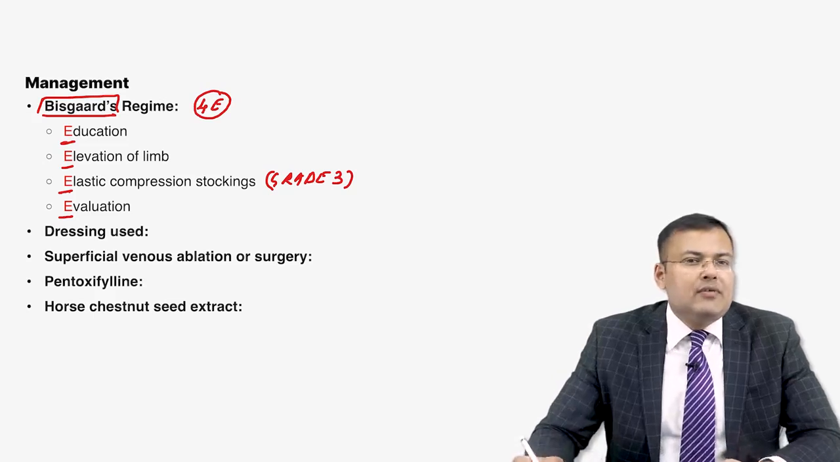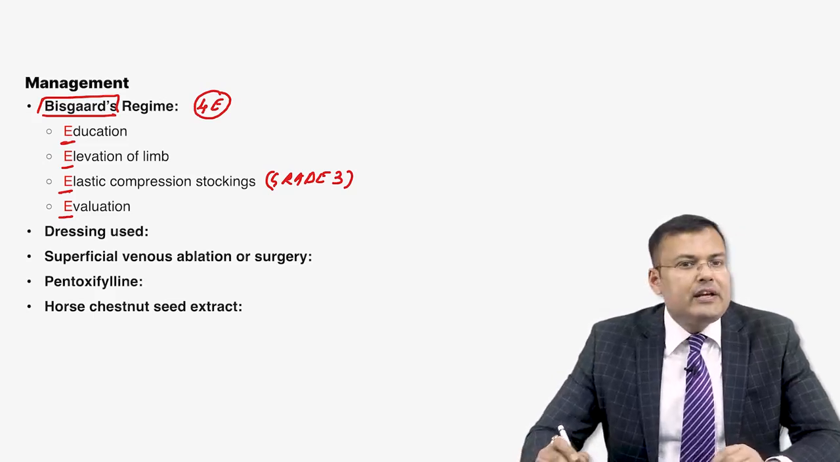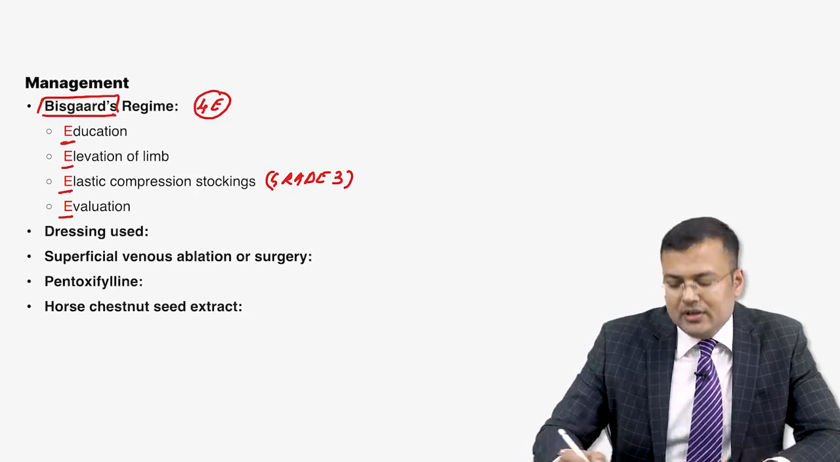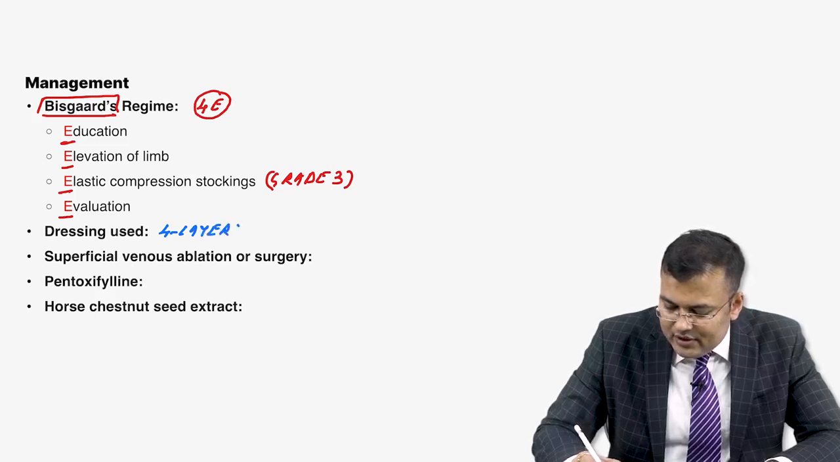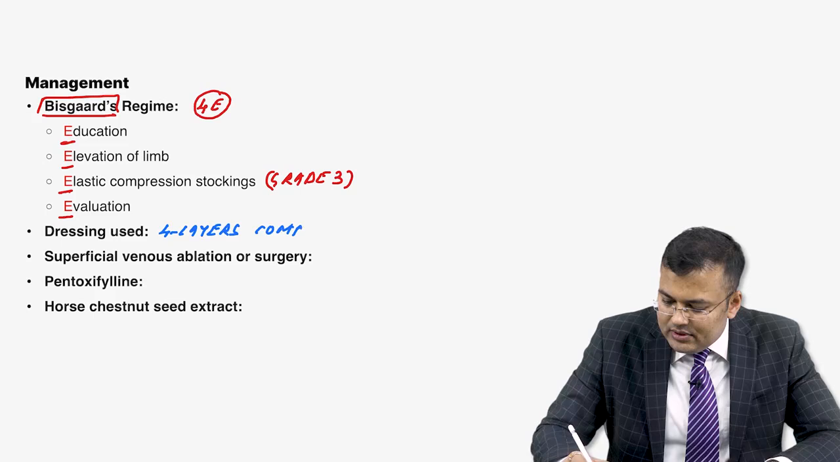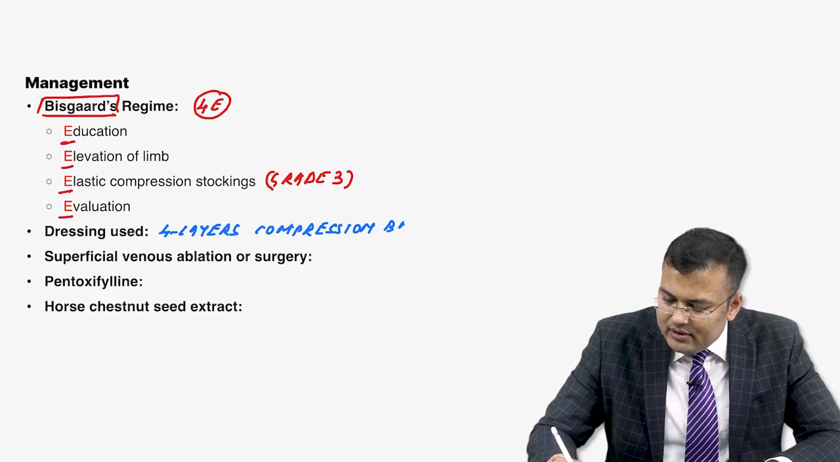We can use dressing. What kind of dressing is used? Here we are using a 4-layer compression bandage. So here we are using 4 layers. Clear? 4-layer compression bandage, right?